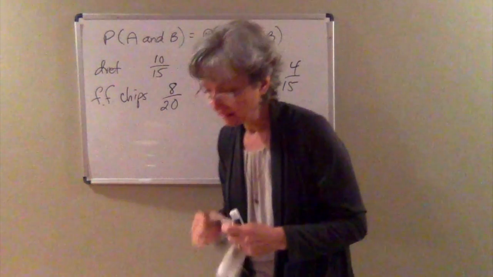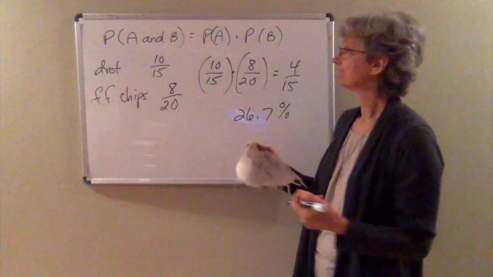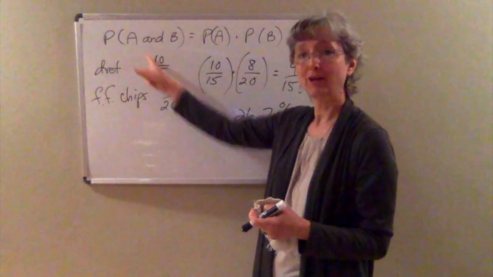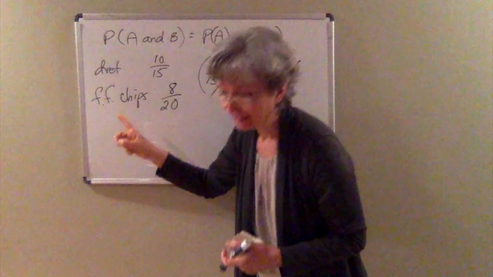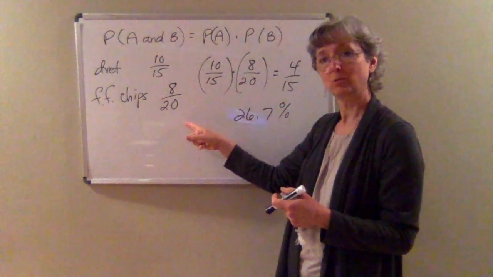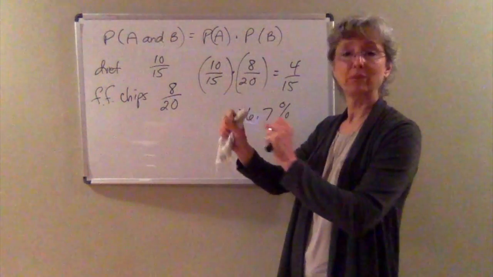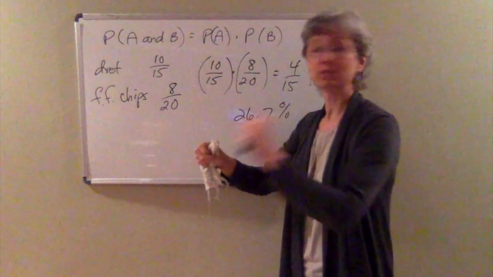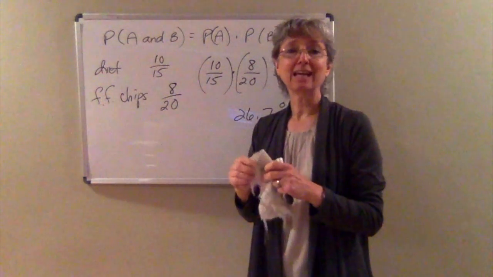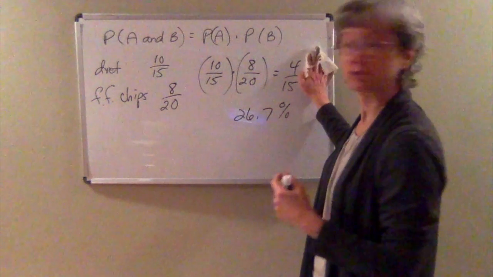What's the probability then that you get a regular drink and regular chips? Okay, if there's 10 out of 15 diet, can you figure out how many there are regular? And if 8 out of 20 were fat-free, can you figure out how many there were at regular? And can you figure out now, by random, you got regular chips, regular drink. What was the probability that that happened? So figure that out while I erase the board, and then I'll tell you what your answer should be.